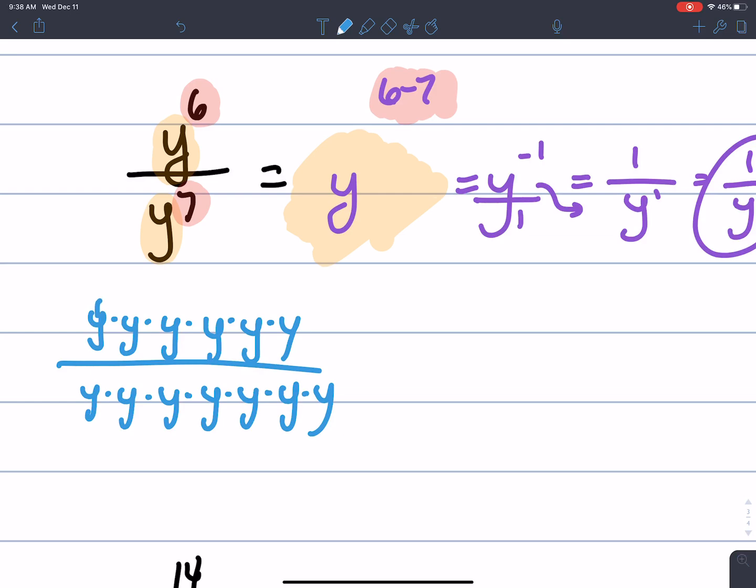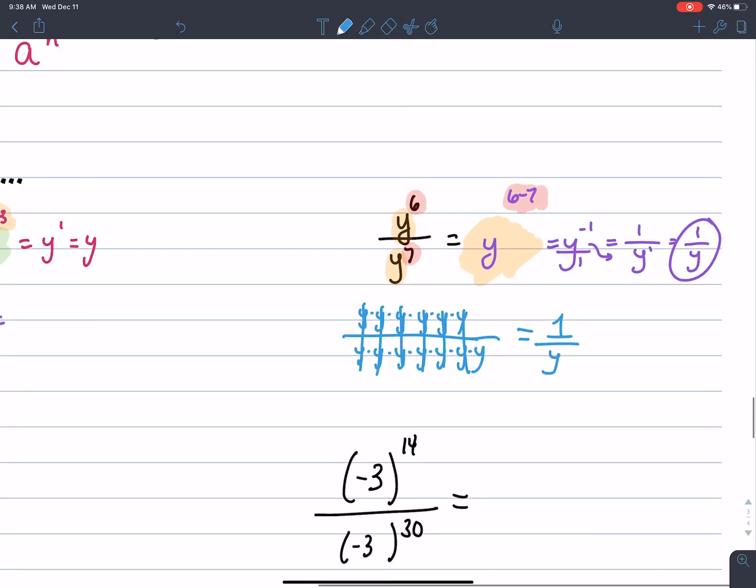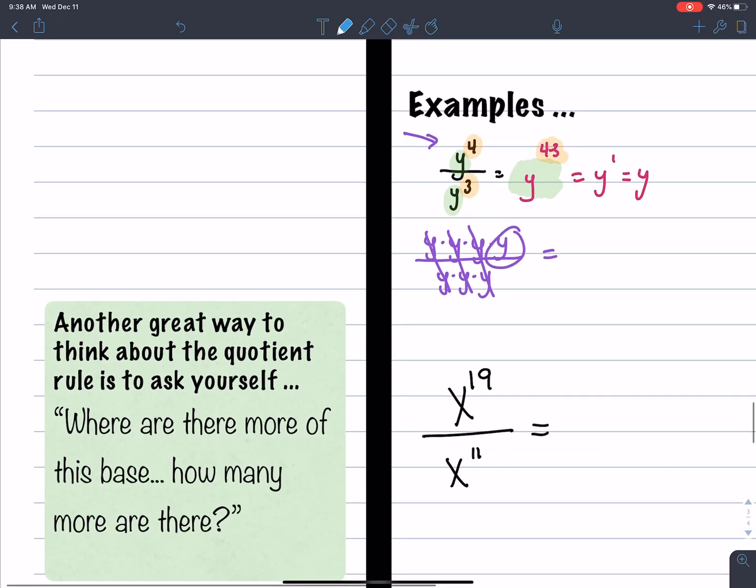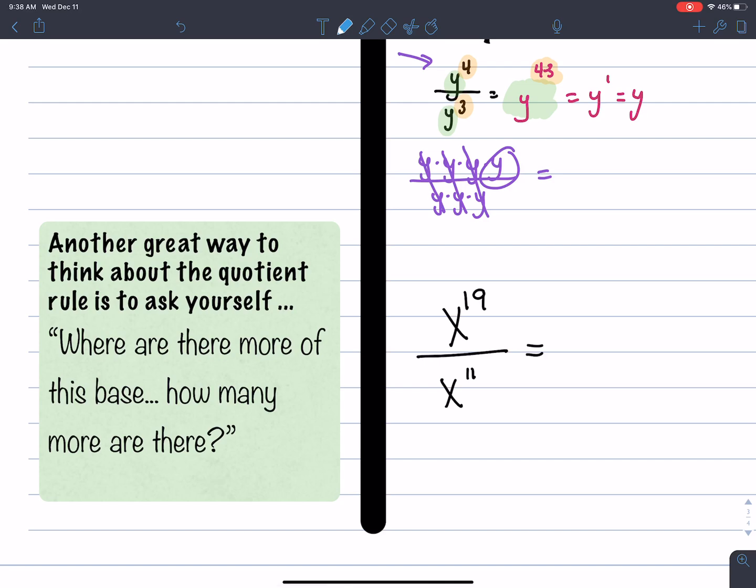And then I'd start to cancel. So I'd cancel, cancel, cancel, cancel, cancel, cancel. And if I cancel everything on the top, I replace it with a 1. And on the bottom, I'm just left with a y. And that brings me to one other way that you might want to interpret the quotient rule. Another great way to do that is to ask yourself, where are there more of that base? And after I canceled them out, how many more would be there?